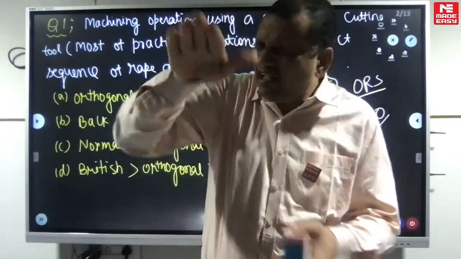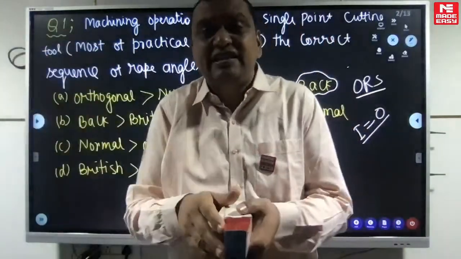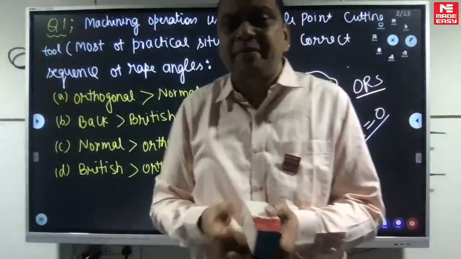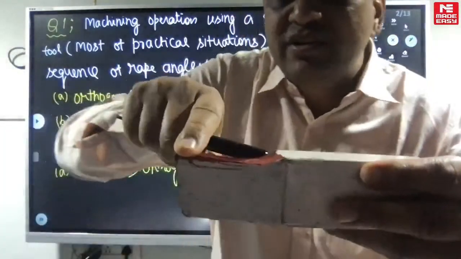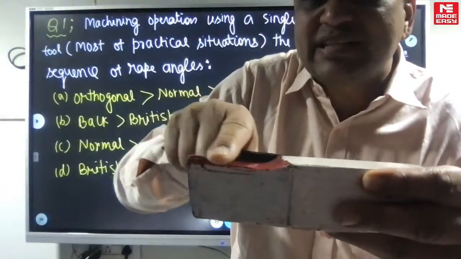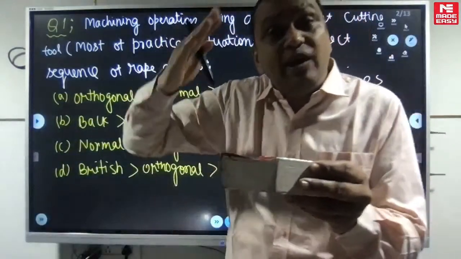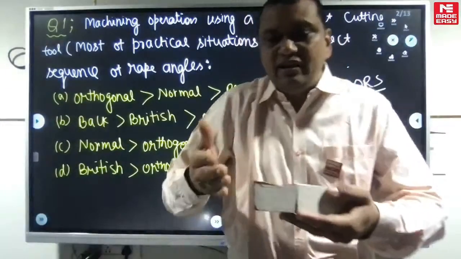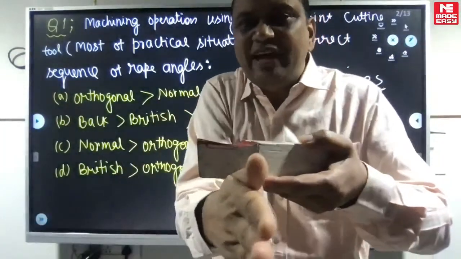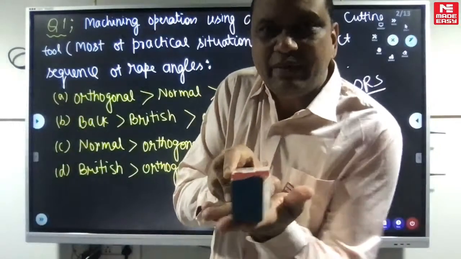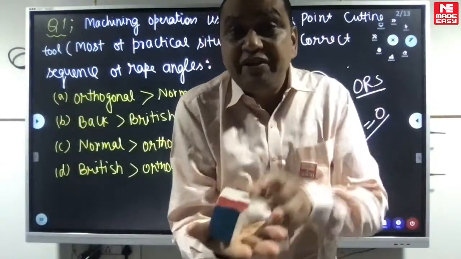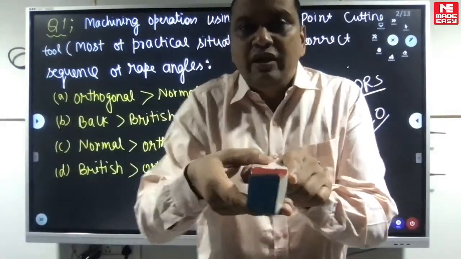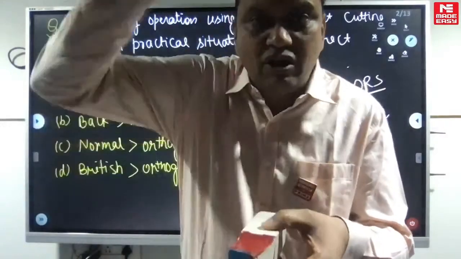Now, for our practical purposes, to hit the question in the exam, orthogonal and normal rakes are the same. Now, what exactly is the normal rake? Because this cutting edge is slightly at an angle, I will draw a plane normal to the cutting edge. See, for the orthogonal rake, my plane was normal to the base plane. It's a little complicated, but I would like to explain. You can see this video again and again, the initial portion, base plane or reference plane. For orthogonal rake, I have drawn a plane normal to the base plane like this.